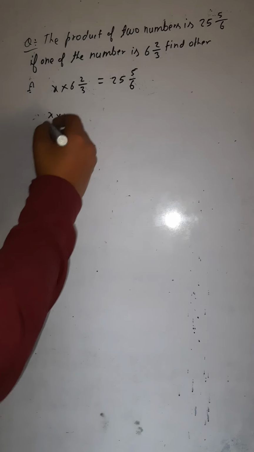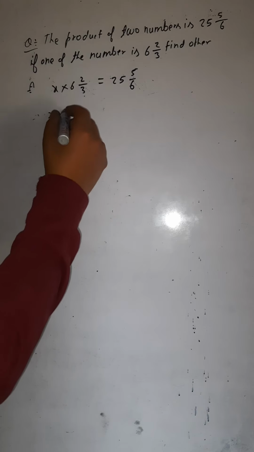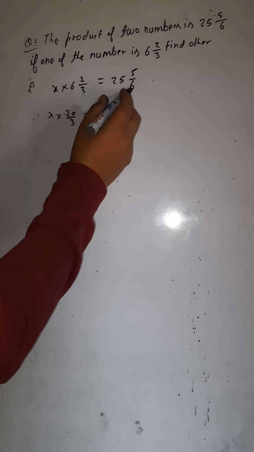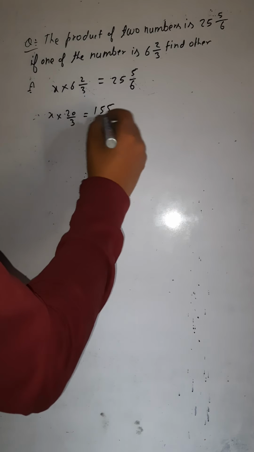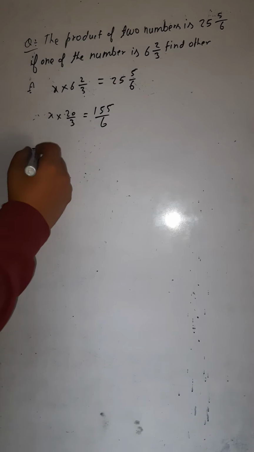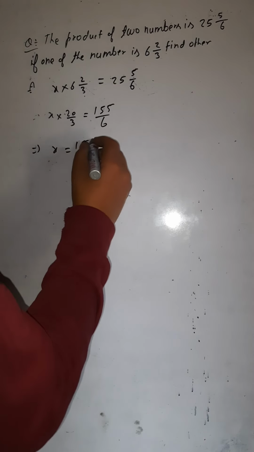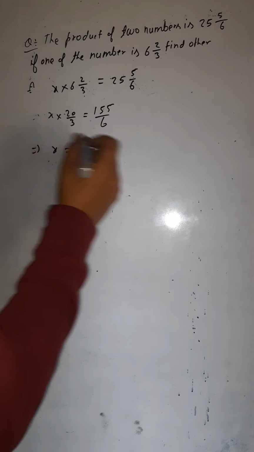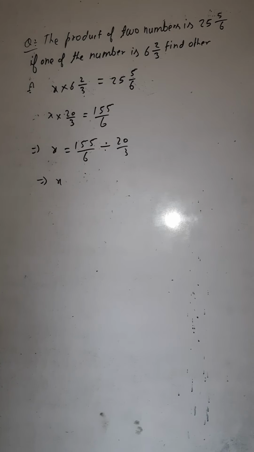Just simplify it first. 3 6s are 18. 18 plus 2, 20 by 3. Similarly here, 25 6s are 150. 150 plus 5 would be 155 by 6. Now you have to find out the value of x from here. So it implies x would be equal to, whatever is there with x would go there, and if it is multiplying, it would divide there. So you can write it like this: 155 by 6 divided by 20 by 3. Now try to solve it yourself. Pause the video and solve it. If you have got the answer, just match it here.